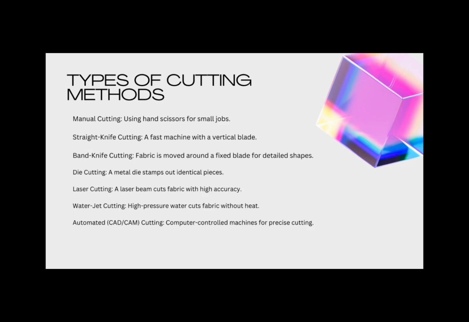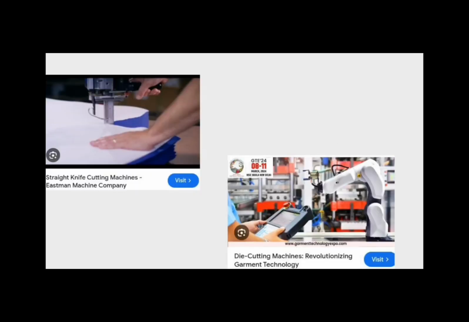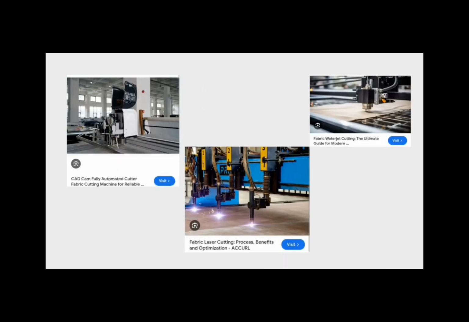Automated CAM cutting, computer controlled machines for precise cutting. So now, if you see, cutting machines are used by human hand, for pattern, and the straight knife cutting machine. The die cutting machine is a high-tech machine used with a remote controller. Now let's go to CAD and the fully automated cutter.